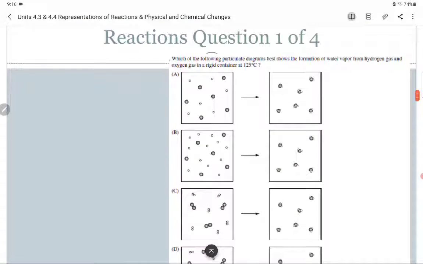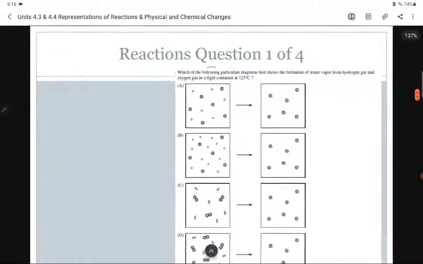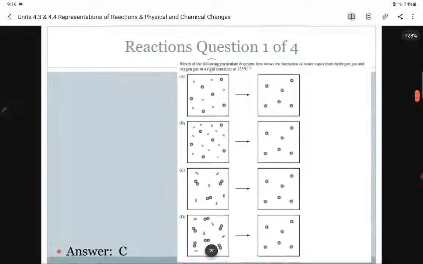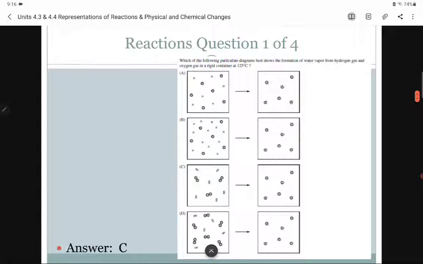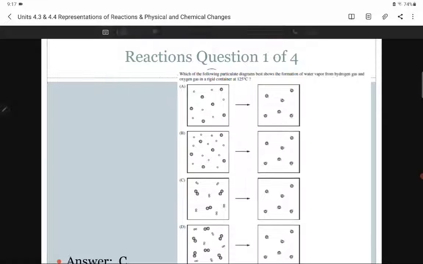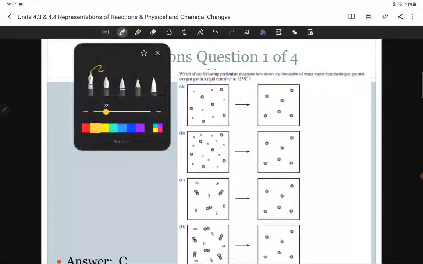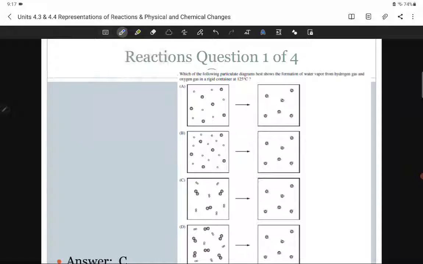So I think the rest of this today will be just questions. I'm going to make this slide a little smaller so we can see it all at once. And just like many of these, I already have the answers provided. So let's just try to make some sense of this. Which of the following particle diagrams best show the formation of water vapor?